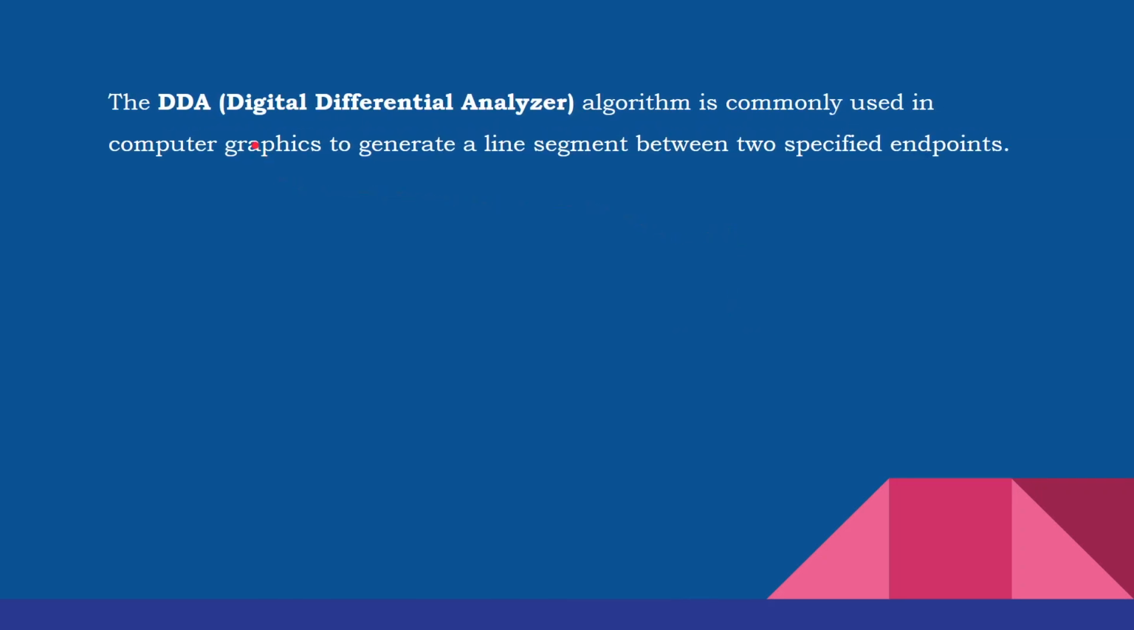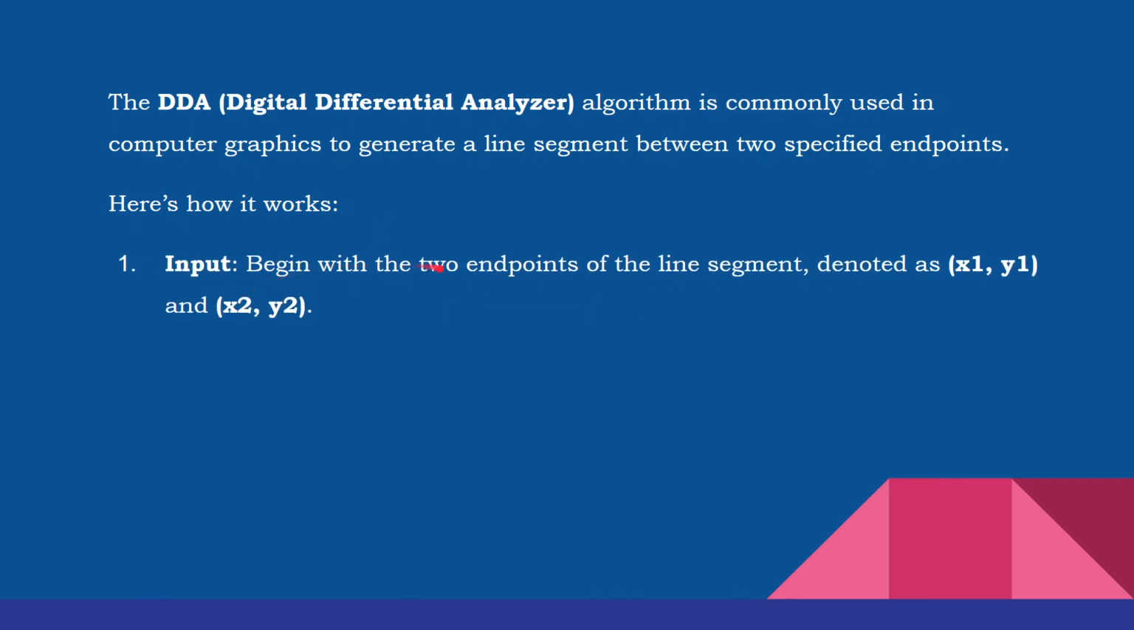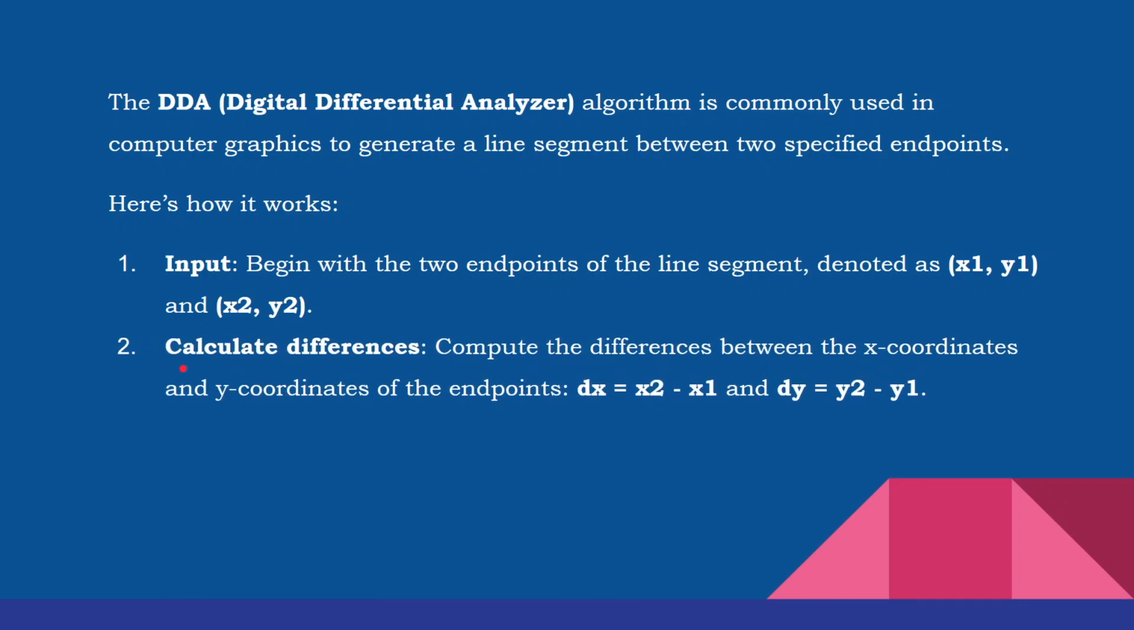The digital differential analyzer algorithm is commonly used in computer graphics to generate a line segment between the two specified endpoints. So here is how it works. Step one, input: begin with the two endpoints of the line segment denoted as x1, y1 and x2, y2. Second step is to find the differences: x2 minus x1 gives dx, and y2 minus y1 gives dy. These differences will help to step until the end point of the line.